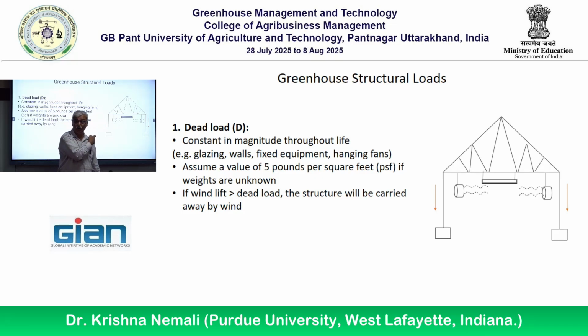Okay, dead load. It's like building a strong house, and if your contractor is not doing it for you, you want to make sure that you get it right, because he's gone after that. You are left with your house, right? So that's what dead load is. 5 pounds per square feet or 25 kilograms approximately per meter square. That is the minimum weight you should ask for.